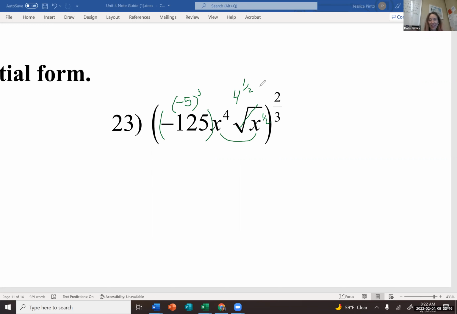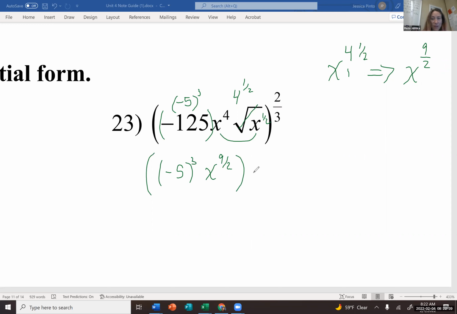I'm going to convert that. So x to the 4 and 1/2. I'm going to convert that to x to the 4 times 2 plus 1, 9 over 2. Okay. So I've got negative 5 to the third power, and then times x to the 9 over 2 to the 2/3. So how did I know to do that?